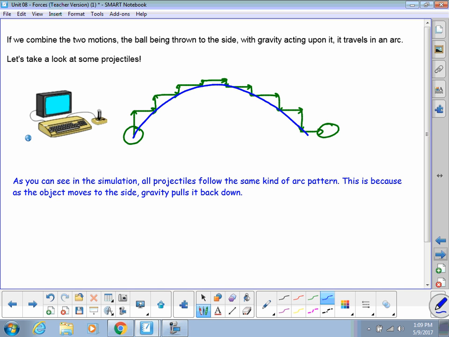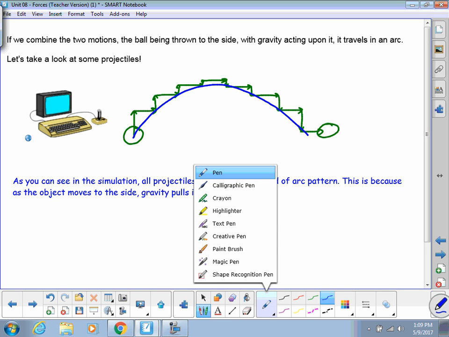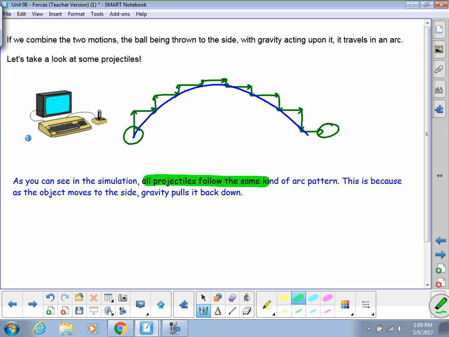And this is what all projectiles do. If you've ever taken a football and thrown it, or a baseball or a softball, or you play volleyball and you've hit it and it flies up into the air, all projectiles follow the same kind of arc pattern. And this is because as the object moves to the side, gravity is pulling it back down. So all projectiles follow this kind of an arc pattern as they travel through the air.